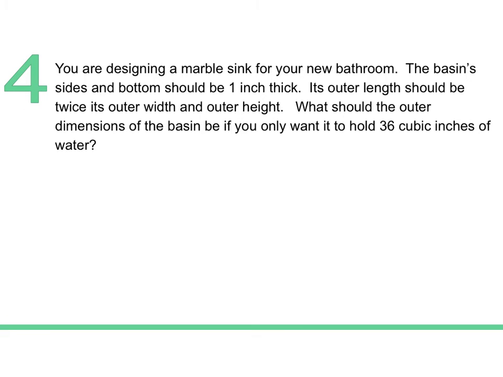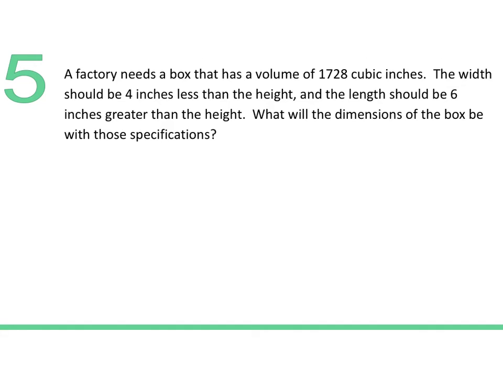I'm going to temporarily bypass number 4. I'll record this on a separate video for you because it's a little more challenging. Let's jump right to 5. A factory needs a box that has a volume of 1,728 cubic inches. The width should be 4 inches less than the height, and the length should be 6 inches greater than the height. What will the dimensions of the box be with those specifications?